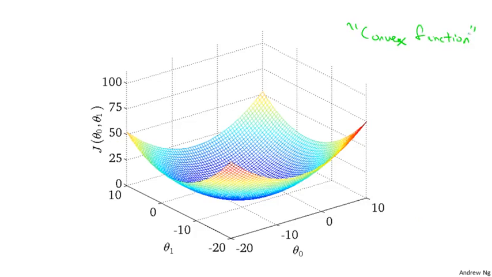I'm not going to give the formal definition for what is a convex function, C-O-N-V-E-X, but informally, a convex function means a bow-shaped function. And so this function doesn't have any local optima except for the one global optimum. Thus gradient descent on this type of cost function, which you get whenever you're using linear regression, will always converge to the global optimum because there are no other local optima other than the global optimum.